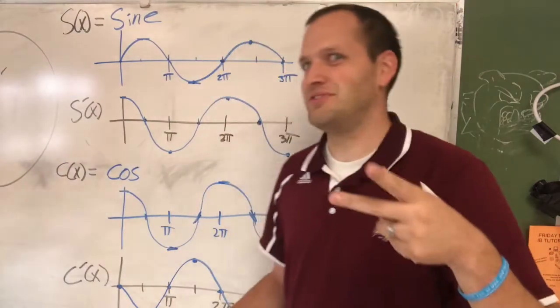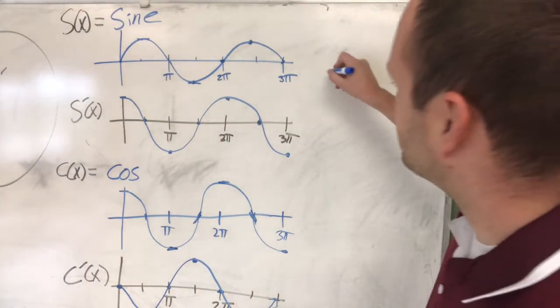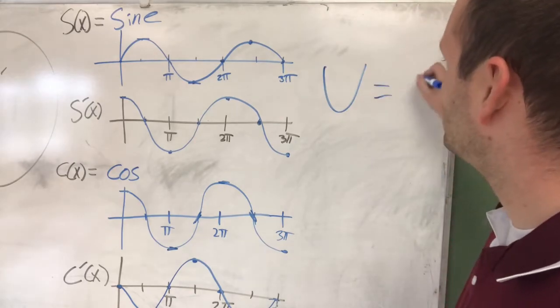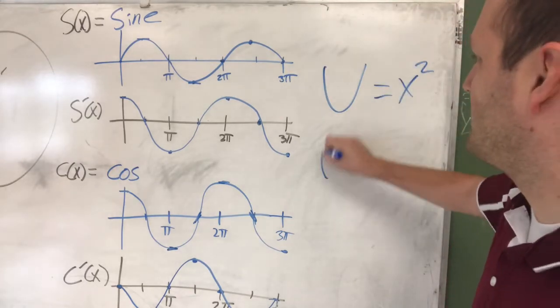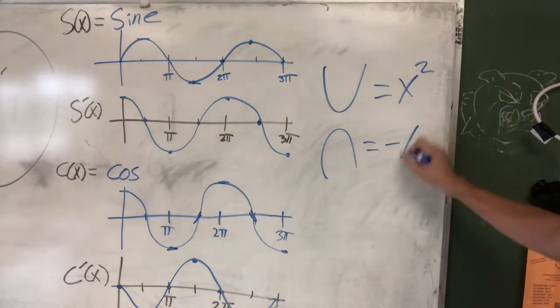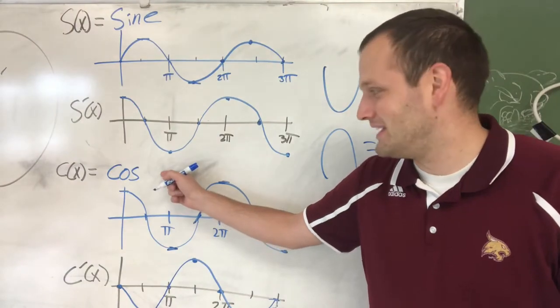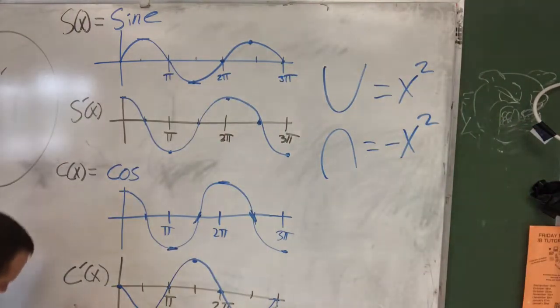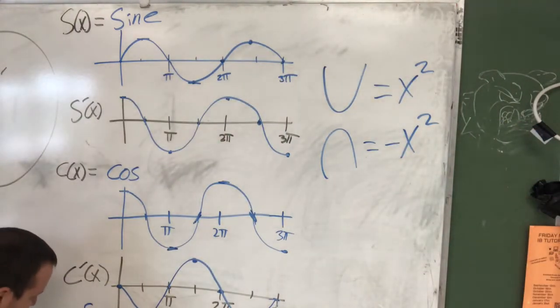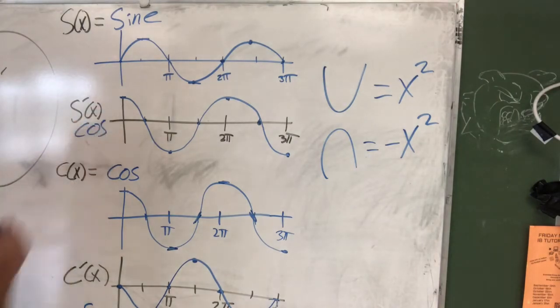How do we flip something graphically? If we have a parabola like this, which is x squared, how do I make it go upside down? Do you remember? I just make it negative x squared. Well, guess what the derivative of cosine is? It is negative sine. And here it's just cosine.